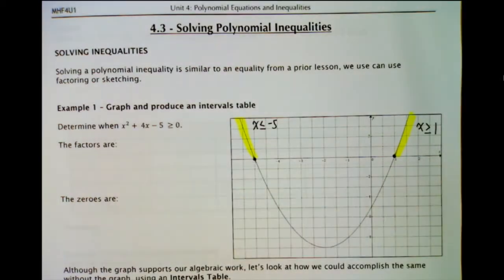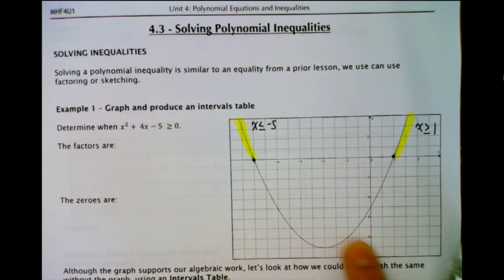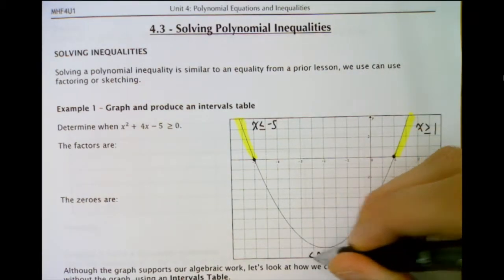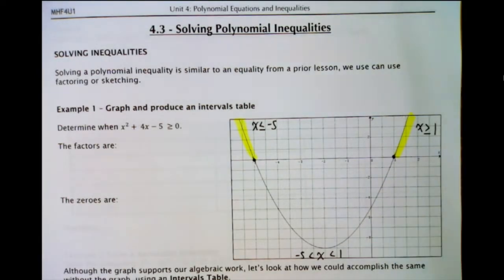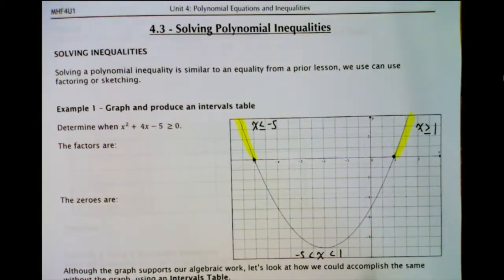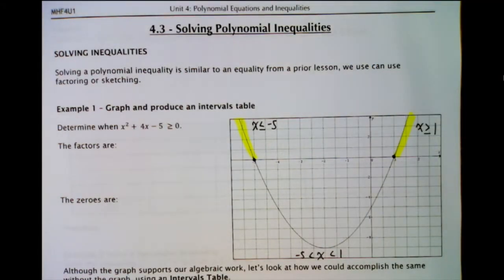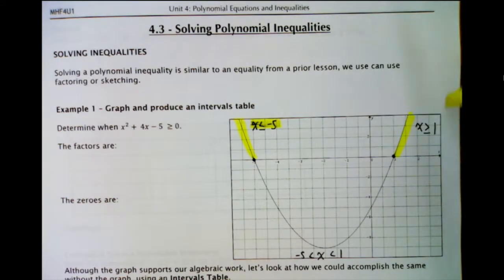How would we describe that middle branch? It's not part of the answer, but it's between negative 5 and 1. So we could say that when x is greater than negative 5 and x is less than 1, we have the function being below 0, but not equal to. And that would be the other part of the graph, but not part of our answer. Our answer is just x less than or equal to negative 5, or x greater than or equal to 1.